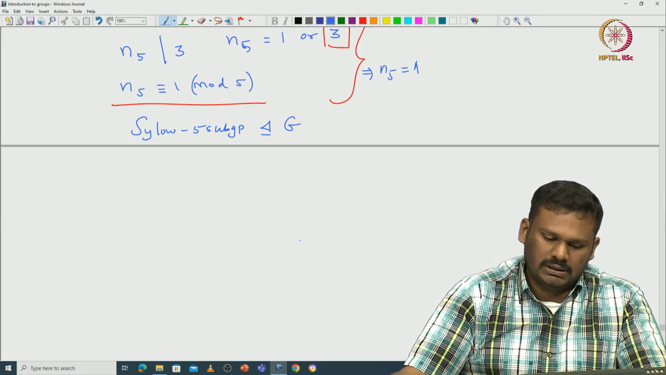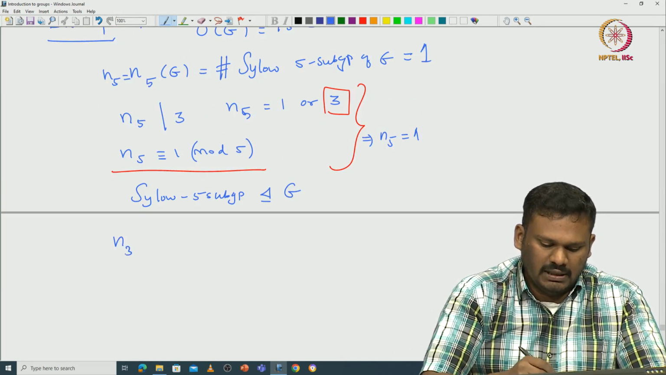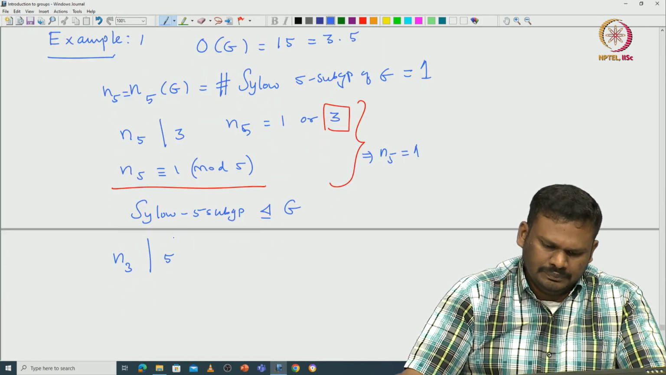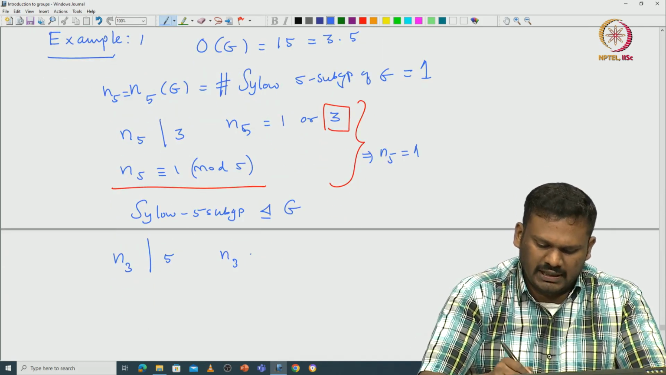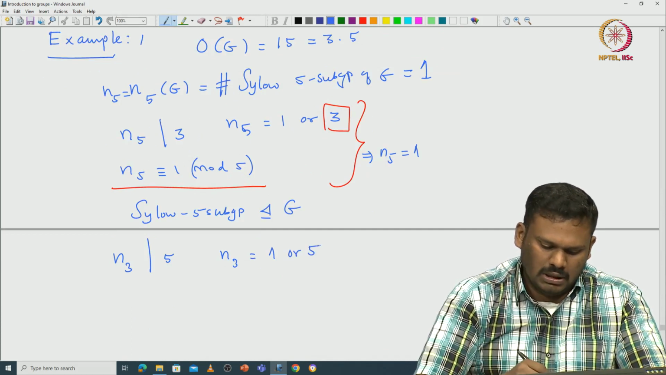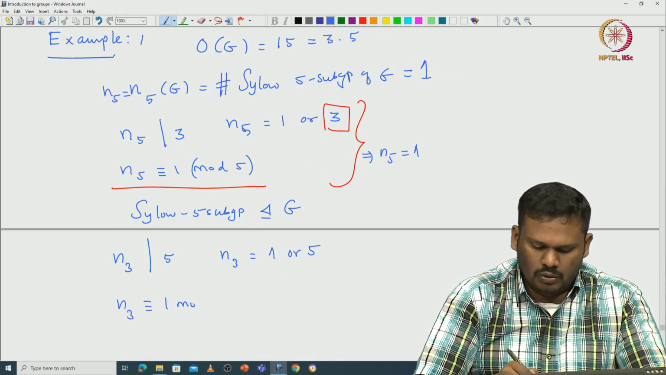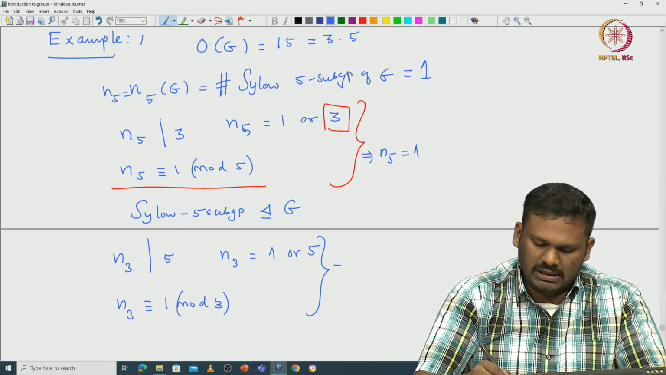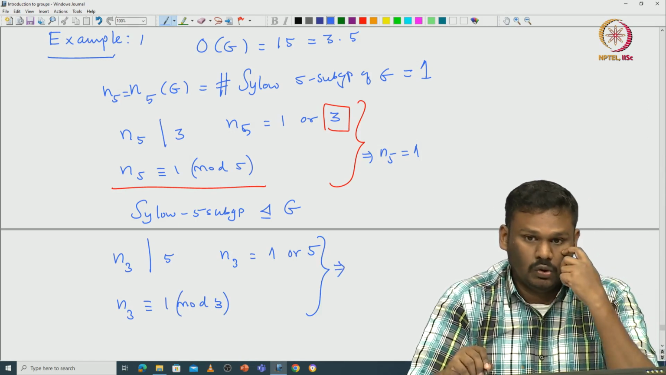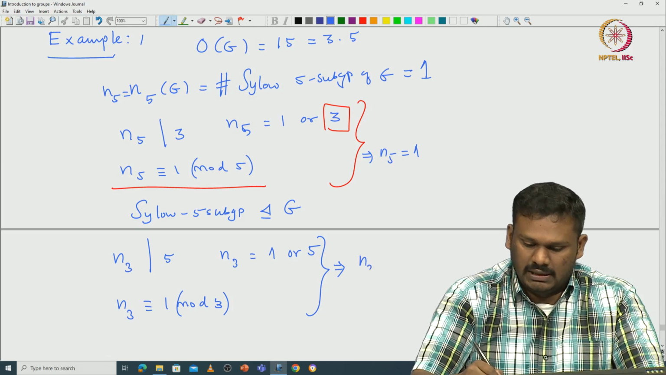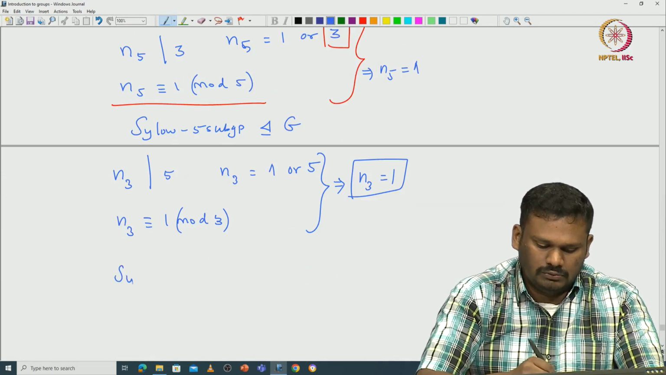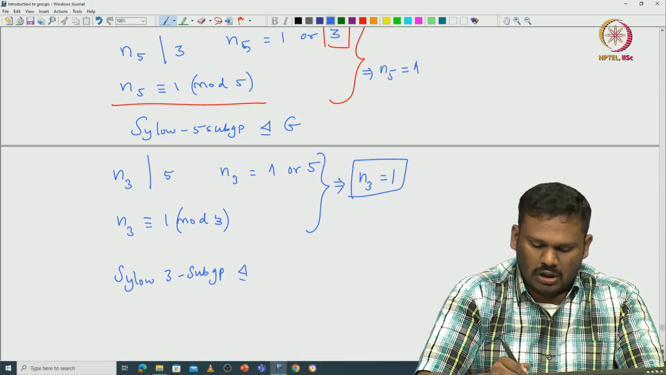Similarly, let us look at n3. n3 must divide 5, because 5 is that m. And then n3 has choice 1 or 5. Now n3 must be congruent to 1 modulo 3, because the prime is 3. With these two conditions, you can see that 5 is congruent to 2 modulo 3. So, that forces that n3 must be 1, as before. So, that means the Sylow 3 subgroup is also normal in G.